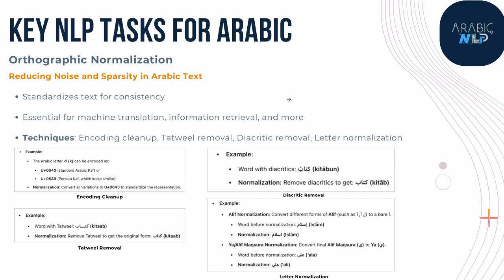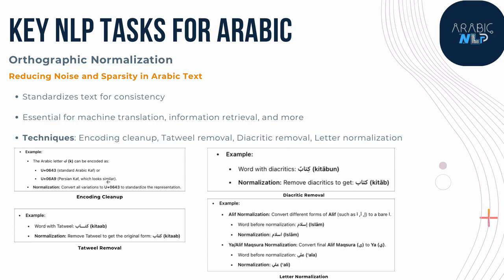Next, we talk about orthographic normalization, where we are trying to reduce the noise in the Arabic text. This is a crucial step in processing Arabic text. The goal is to reduce noise and variations that can cause problems in NLP, like in machine translation or information retrieval. So techniques include encoding cleanup, Tatweel removal, diacritic removal, and also letter normalization.